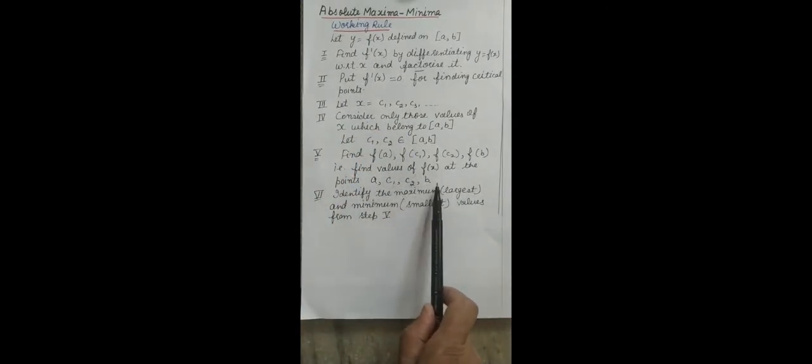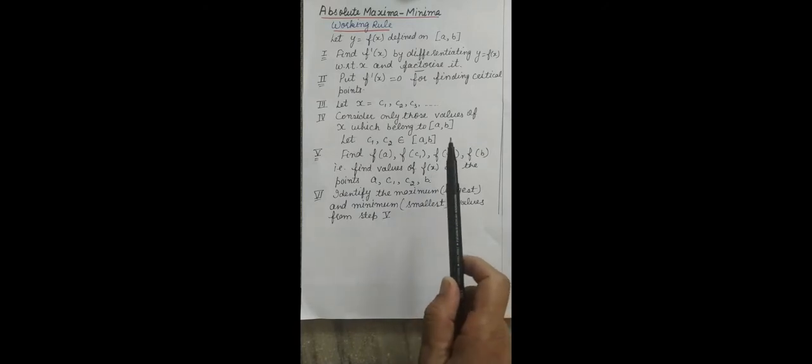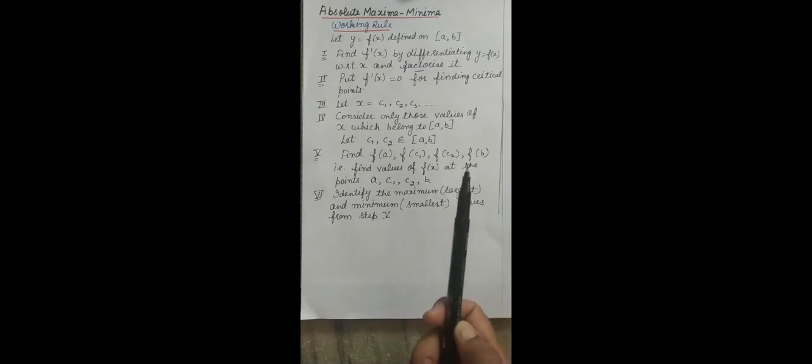Now finding values of f(x) at the points a, c1, c2, and b, then simply identify. When you obtain the values of these four expressions, you simply identify the largest of these and the smallest of these. The largest will be called the absolute maximum value and the smallest will be called the absolute minimum value. So students, I am going to discuss with you one or two questions of absolute maxima and minima. Only then the concept will be clear to you.